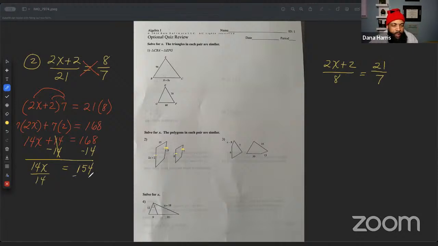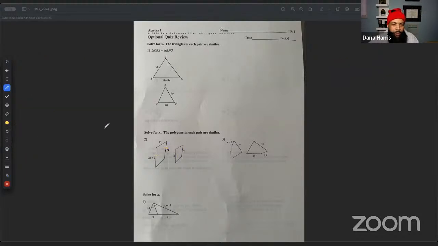So we divide both sides by 14. And then those cancel out to leave just x. And then 154 divided by 14 equals 11. Okay. Same thing over here. If I cross multiply, you would get 2x plus 2 times 7, and then 8 times 21. All right. Let's clear that out.